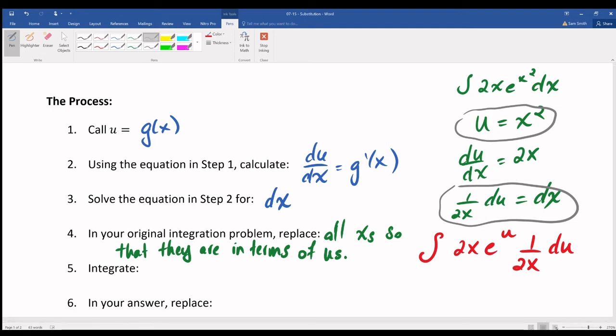Now you have chosen the correct u value. You have chosen the correct g of x.